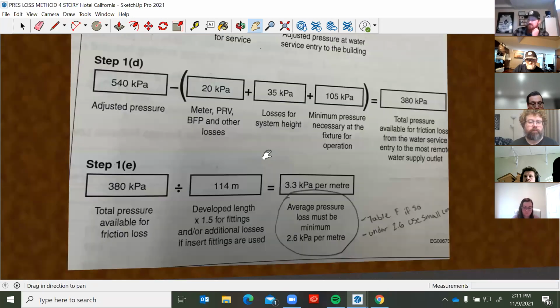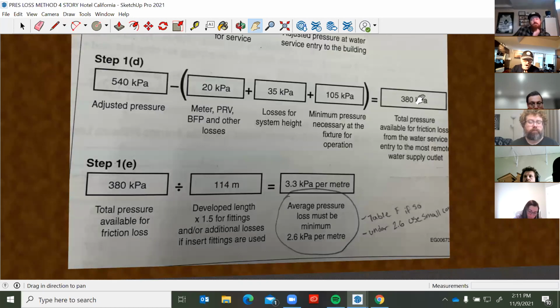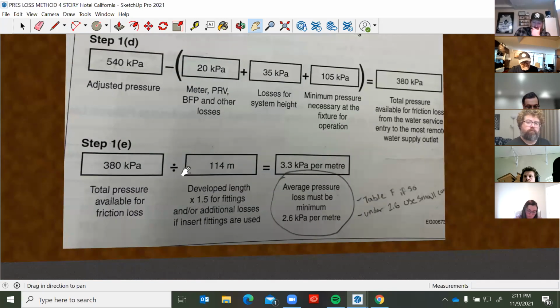So now we're going to go to step E. Their 380 and our 275, we're going to put down here. For the total, now this is going to be the total pressure available for friction loss. And this is what we're going to do for friction loss. In their case, they had a number of 114, which was the total developed length from the building shutoff to the farthest fixture times 1.5 for fitting loss and additional losses if insert fittings are used. Their number came out to 114. Well, their number is different than ours. So we have 275 here.